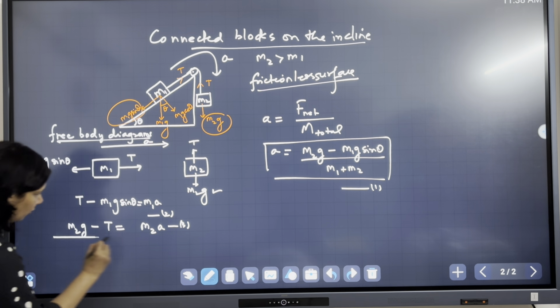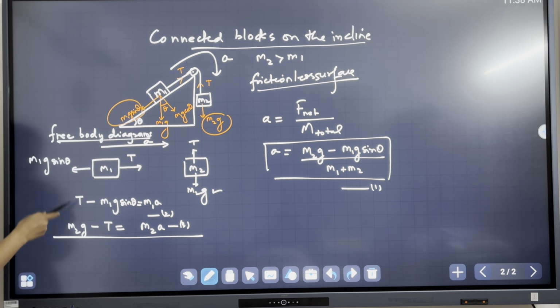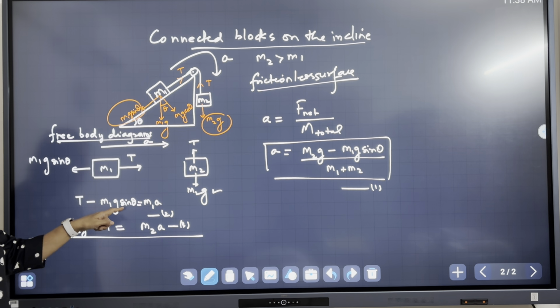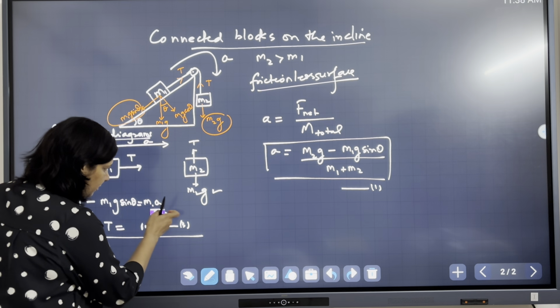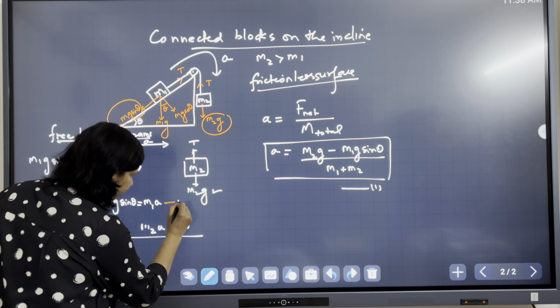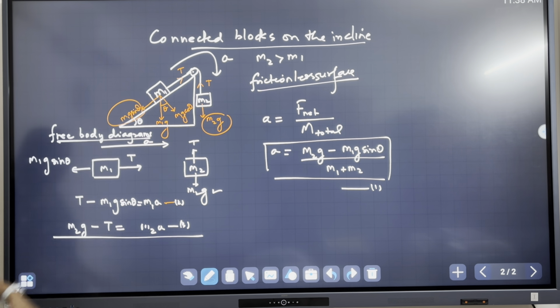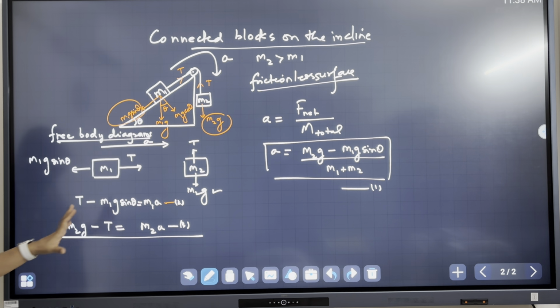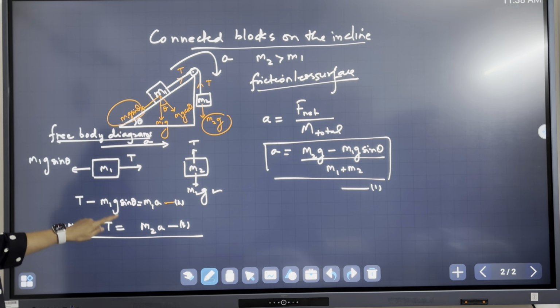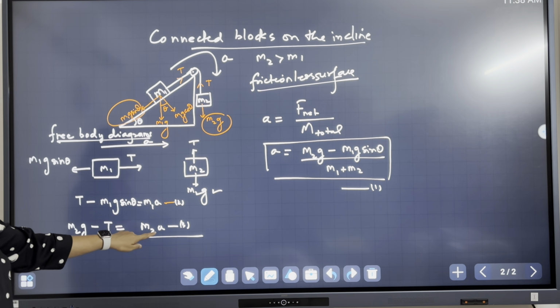So, from these two equations, if you add, it is clear tension will cancel and you will get M2g minus M1g sin theta is equal to M1 plus M2, into a. This is what we have written there. I hope this is clear. When you add these two equations, tension will cancel. You will get M2g minus M1g sin theta is equal to M1 plus M2 into a.